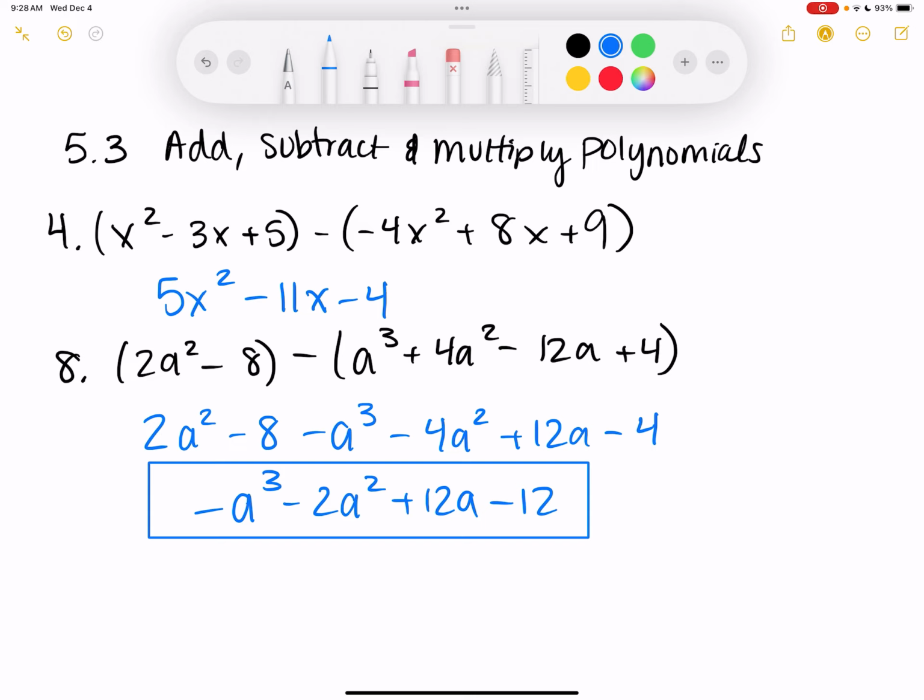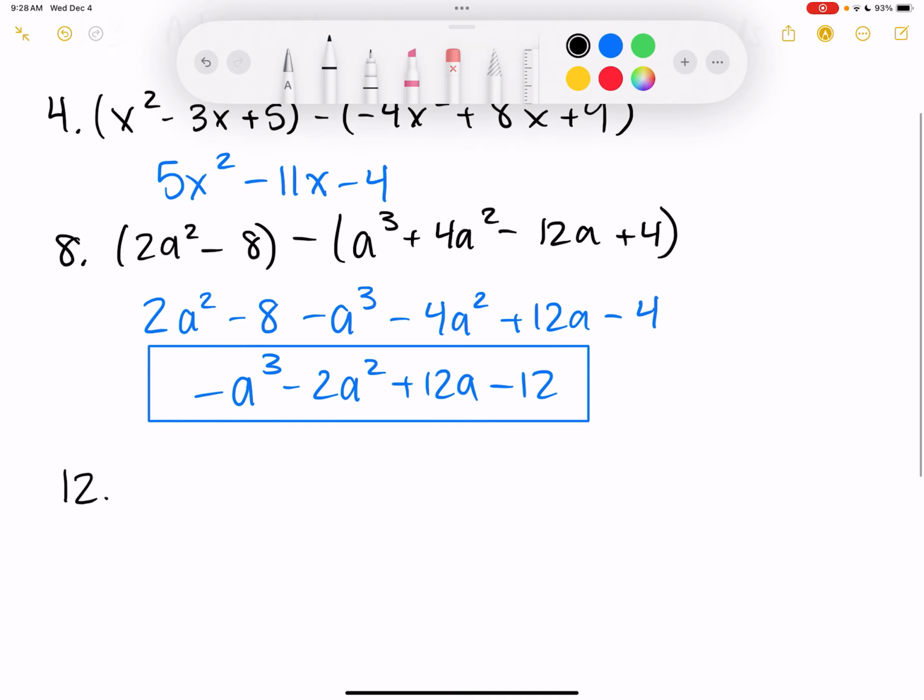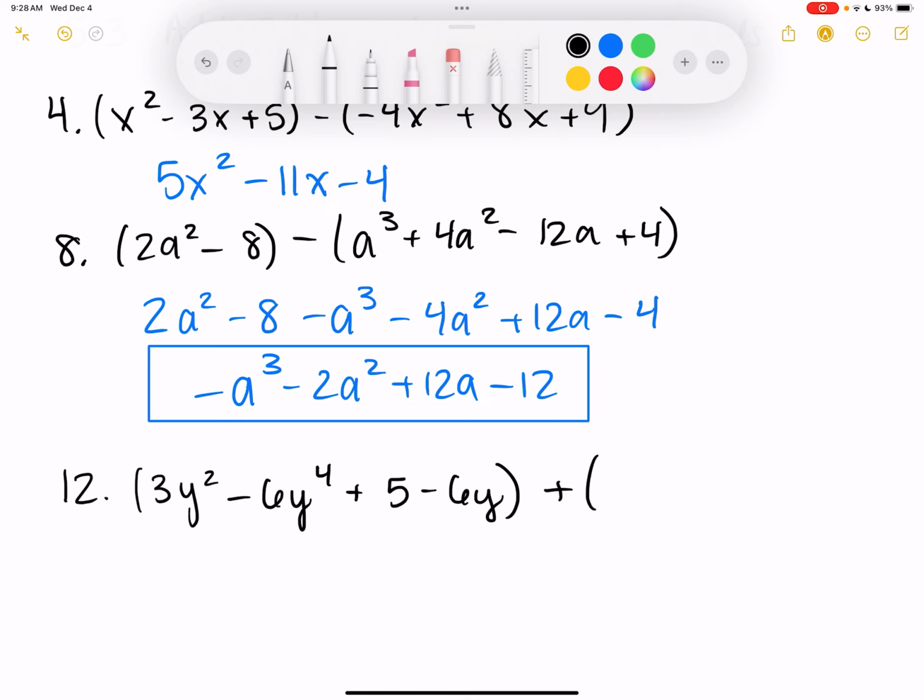Let's see, 12. We've got 3y squared minus 6y to the 4th plus 5 minus 6y, and then plus, in another parentheses, 5y to the 4th minus 6y cubed plus 4y. So this one has more terms in the first one than the second one. There's also some terms that are in the first and not in the second. But this is an addition problem.